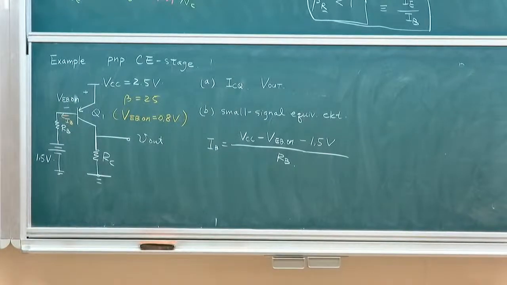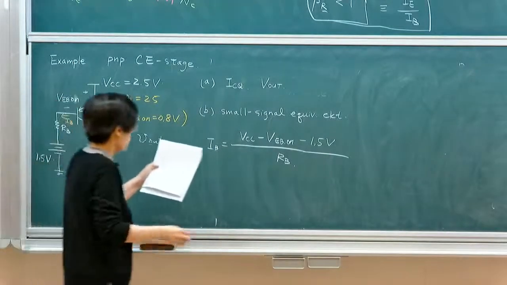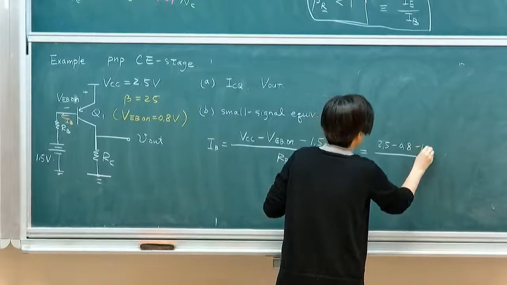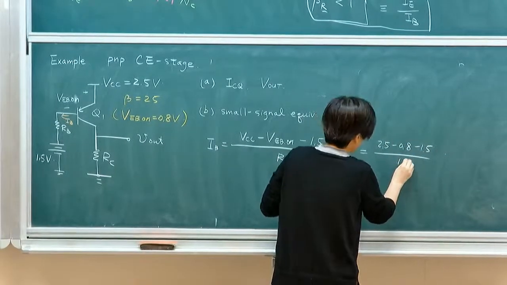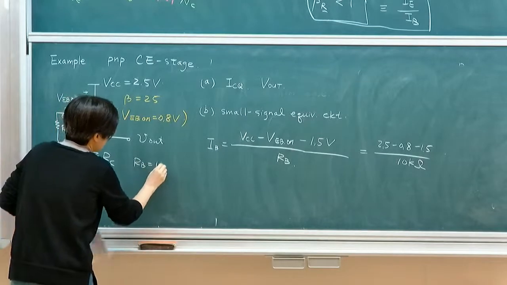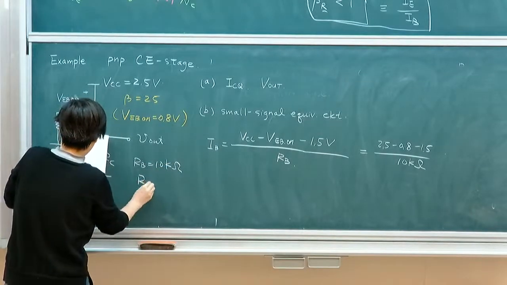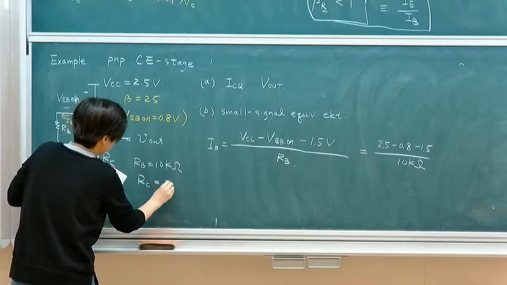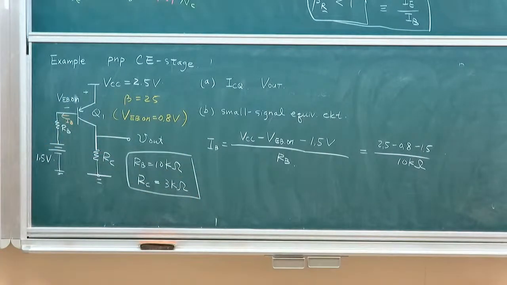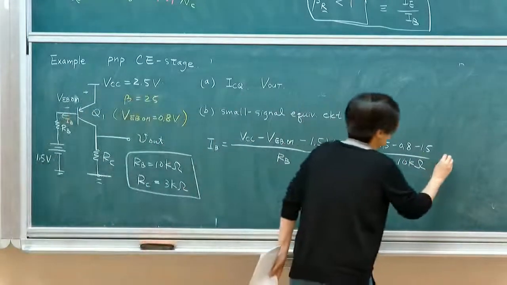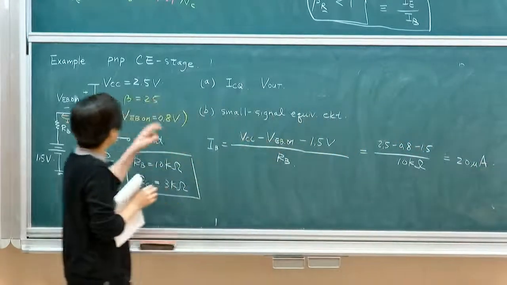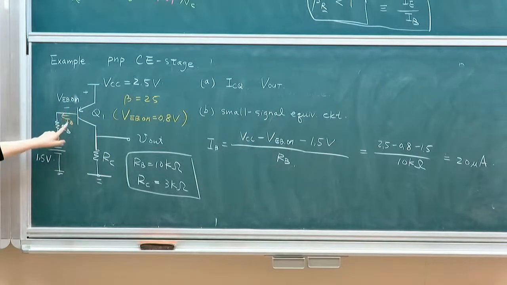So I have 2.5 volt minus how much? This will be 2.5 minus 0.8 minus 1.5. And this will be RB. RB is 10K ohm. Sorry, forgot to get RB here. It's 10K and RC here is 3K ohm. These are given. So we should be able to find out what is the base current first. Once we know the base current is 20 microamps. So by this biasing setup, I should be able to identify the amount of my base current.